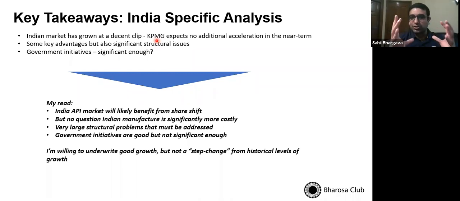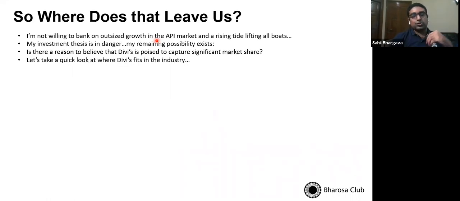there are lots of structural problems that are going to have to be figured out. And I don't want to bet on those unless I see a very clear path to how these structural problems are going to be dealt with. How is India going to get the raw material prices down? How are they going to get cost competitive relative to China? You know, these are big issues that I have with my findings from the India-specific analysis. So where does that leave us?